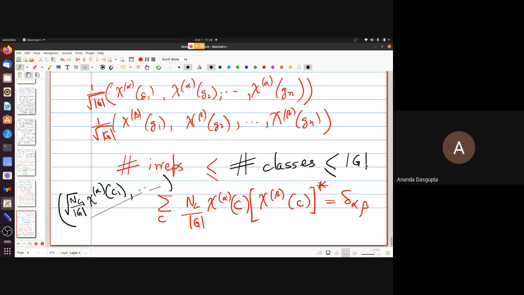Basically, these vectors over classes that we have written down, they form a complete set. That's what we need to show. It's not just a linearly independent set, they're also complete. That means they form a basis of whatever vector space we are talking about. Not the vector space V.